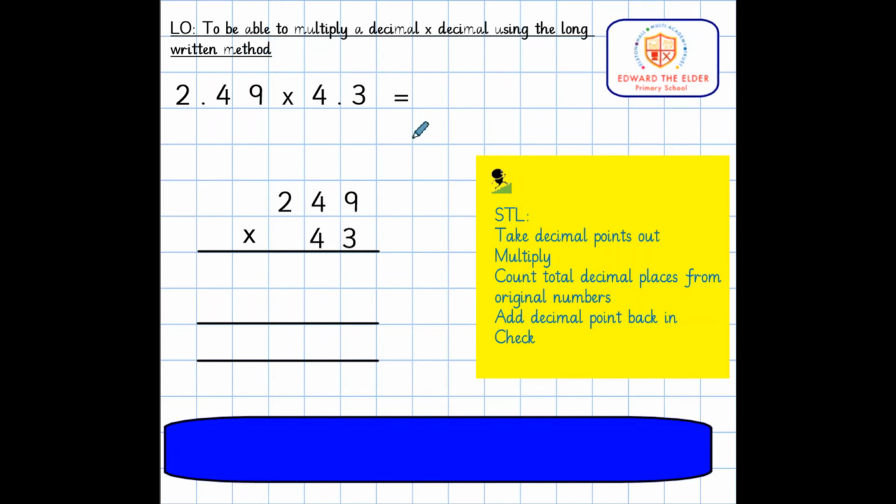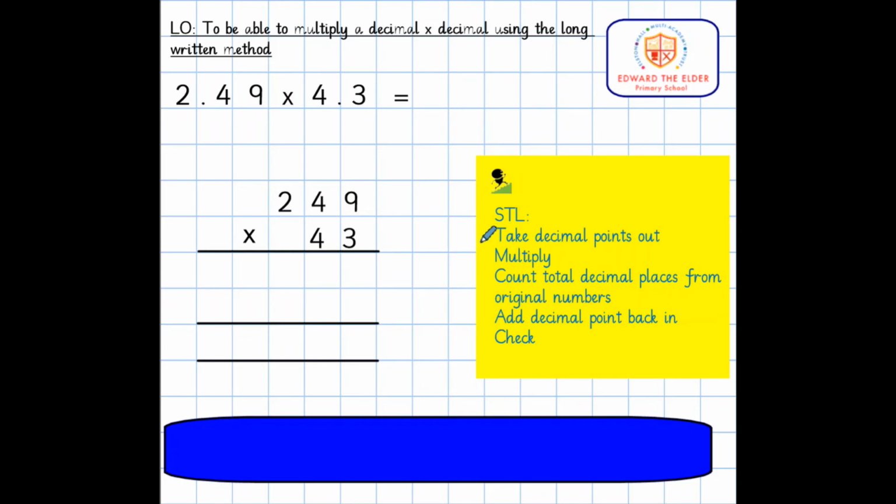So at this stage in Year 6, we are secure with this method, but our new learning today is to actually understand the easiest yet most accurate way of multiplying decimals. So our number sentence is 2.49 multiplied by 4.3. So let's take a look at our steps to learning.